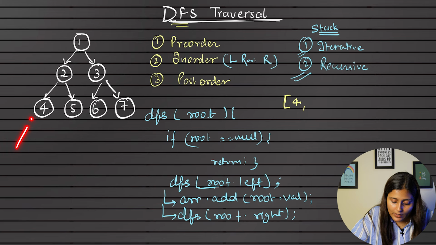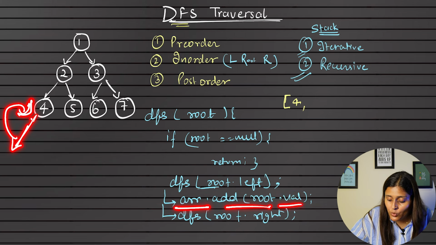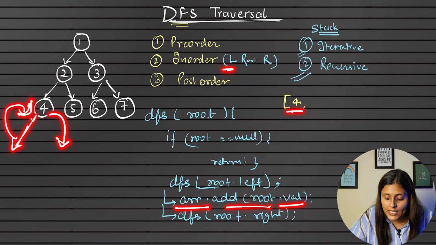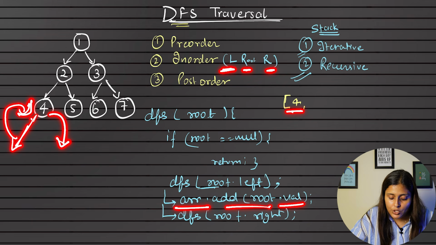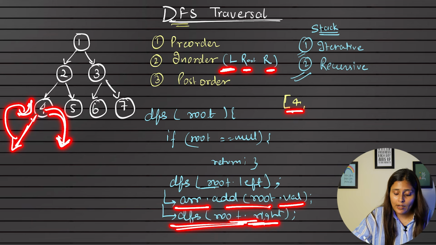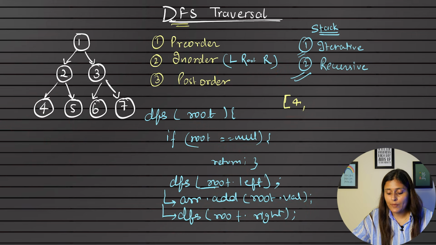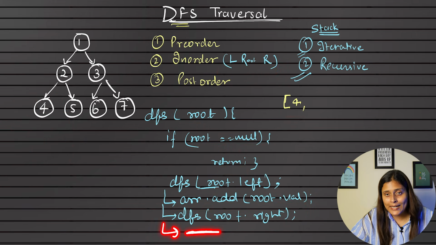Okay, so for 4, like 2's left, it got returned. Now after that in the array, root.value got added. Next we want to go for the right child, because that's what it said: left, root, then right. So we want to go for the right child. That's why DFS(root.right). Further, DFS(root.right) will say, hey, my root is null, so this will also get returned. Can I say, after this we have not written anything, so by default it will also get returned?